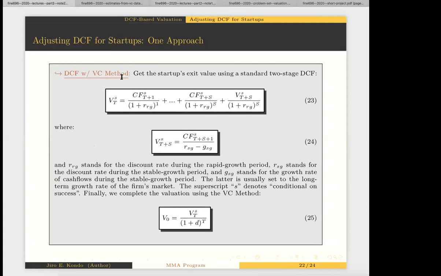So this approach that we just covered, the DCF with VC method, where we first compute the value of the startup conditional on success at time t plus s when the startup stabilizes. Then as step 2, calculate exit value conditional on success for the startup, and then plug into the VC method. This procedure is only likely to give us an accurate or a reasonable value for V0 if our startup is a typical startup at this stage of funding.